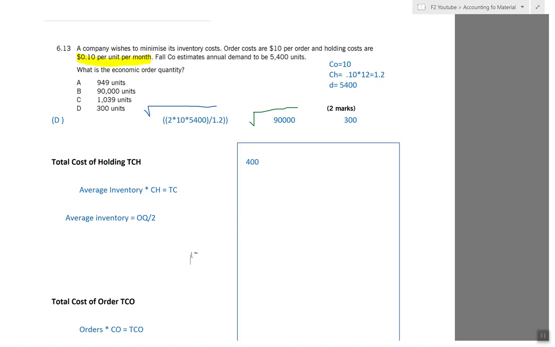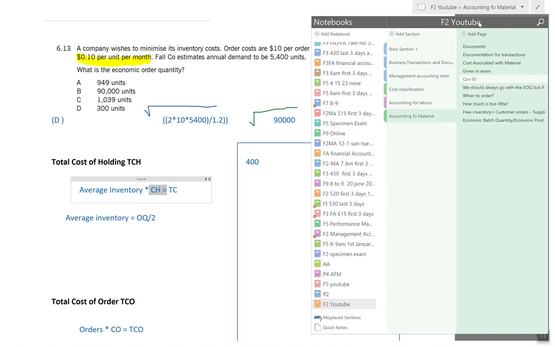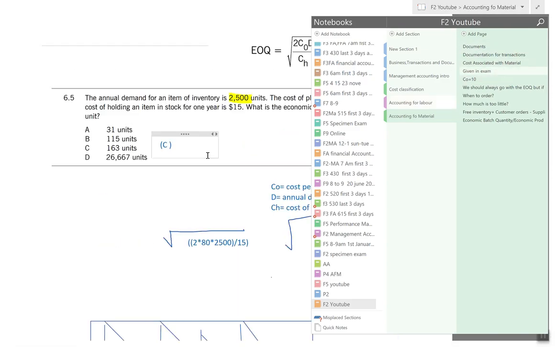So for that, what I will do is find the total cost of holding per annum. To find the total cost of holding per annum, I need to find average inventory multiplied by cost of holding. So why do I need to find average inventory? I will explain in this previous graph.